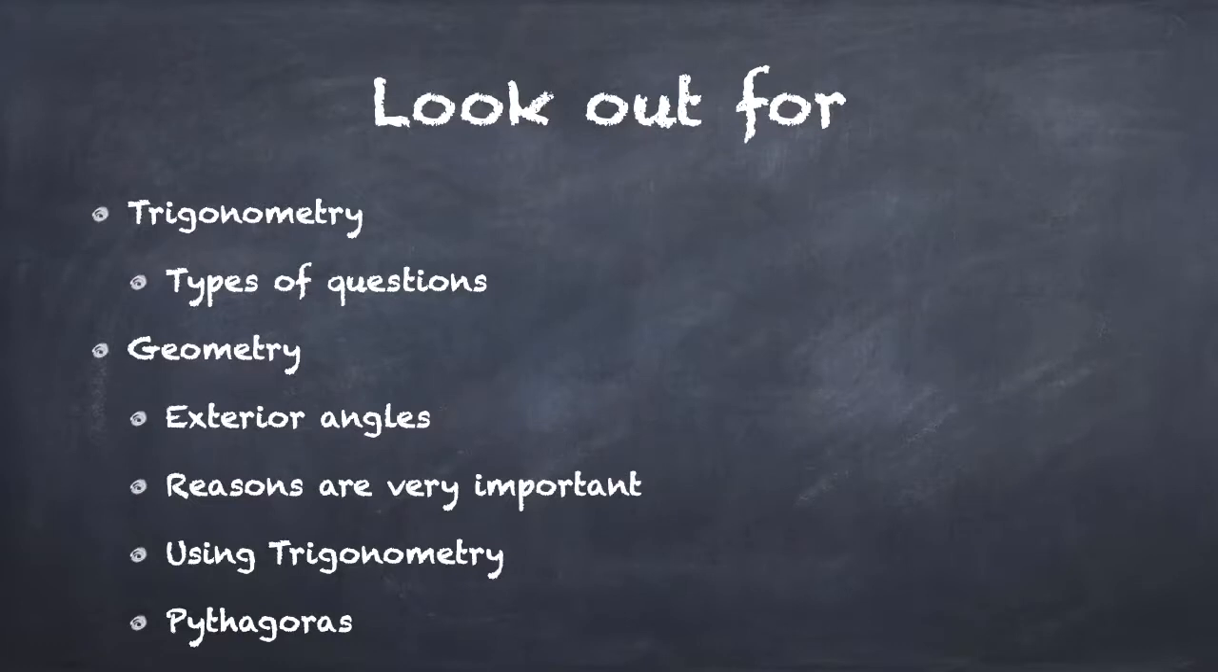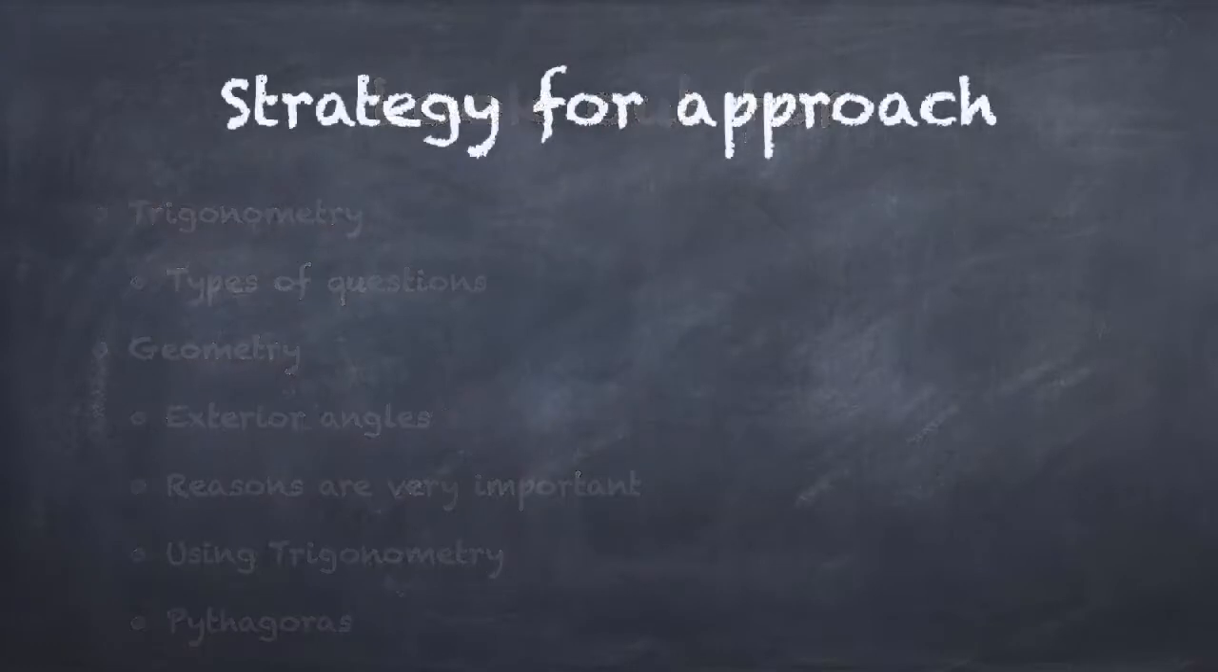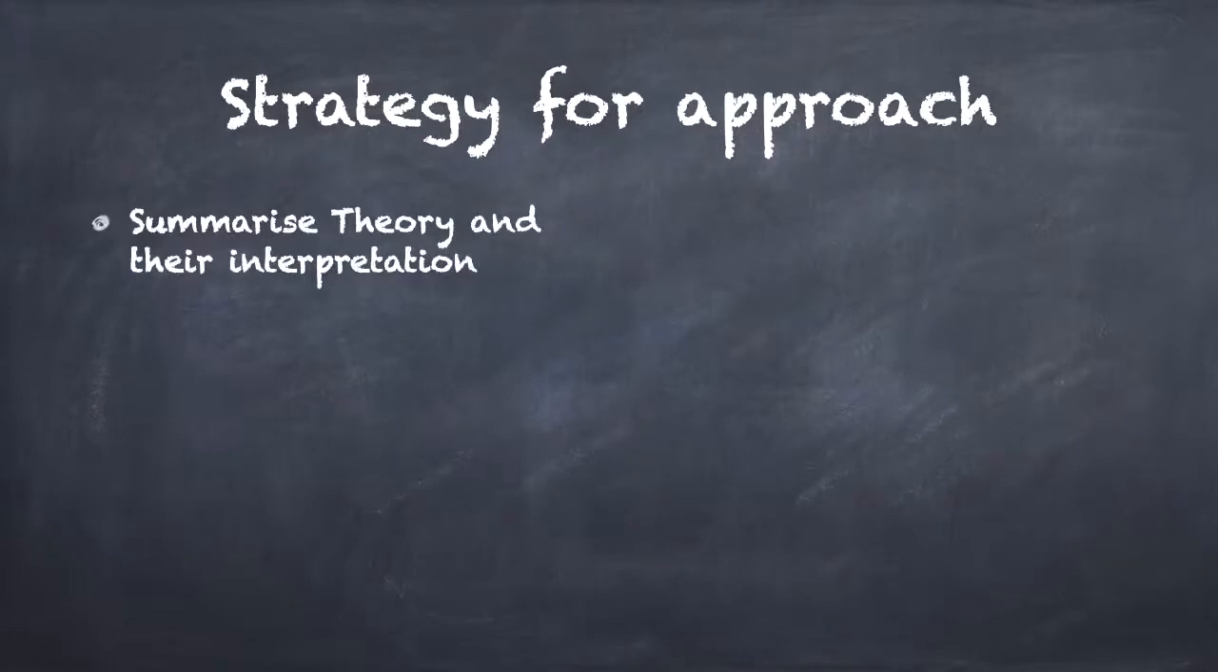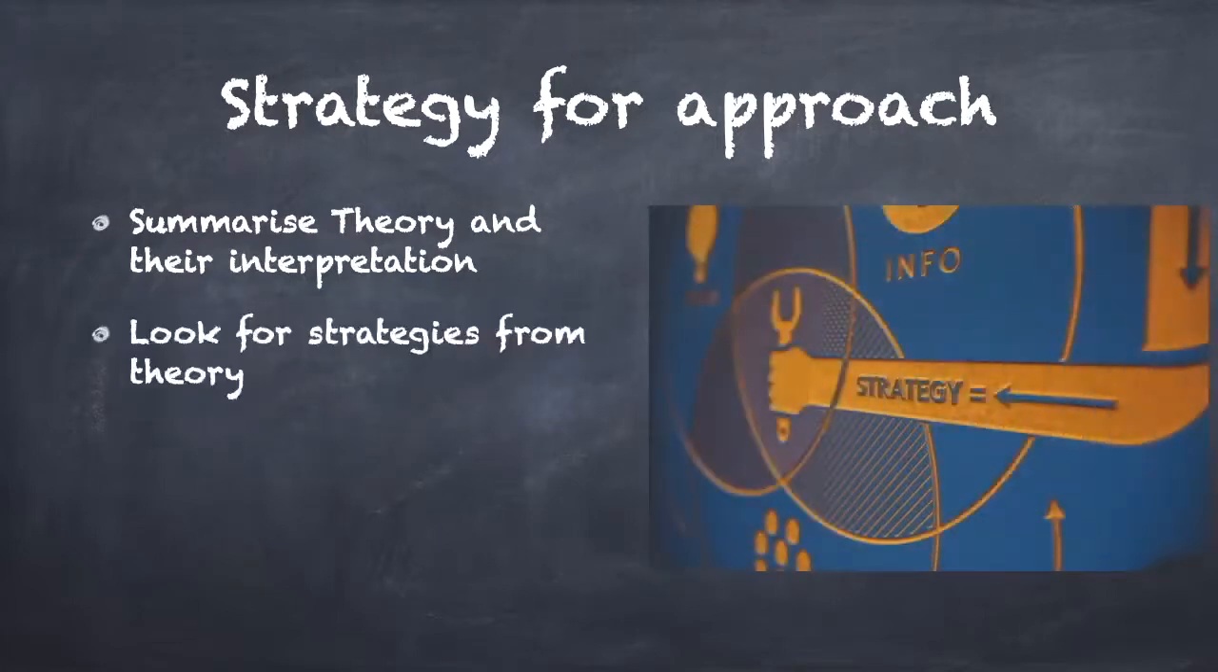Our last little thing we're going to look at is what is my strategy for the approach for this specific exam. For Maths Paper 2, first of all, you've got to summarize all your theory and the interpretations thereof. Then, look at your strategies based on your theory. For instance, if they ask me, prove a cyclic quad, I go back to my theory. But how can I do that? Or if they ask me, prove left equal right, get a strategy out of your theory.